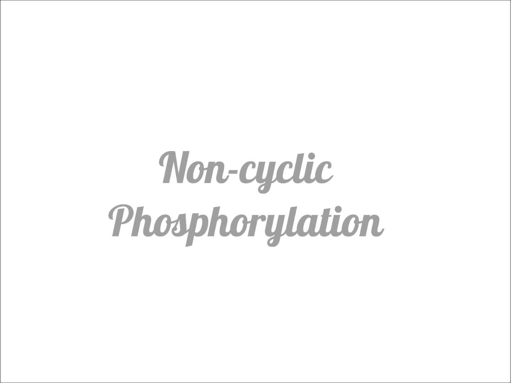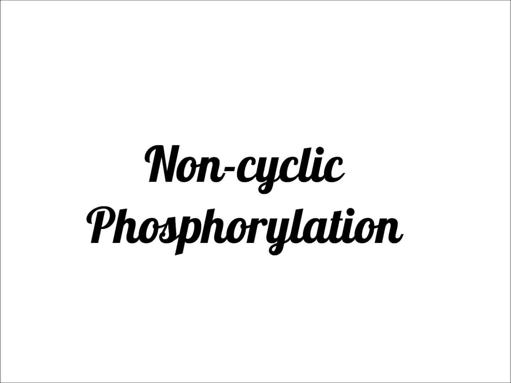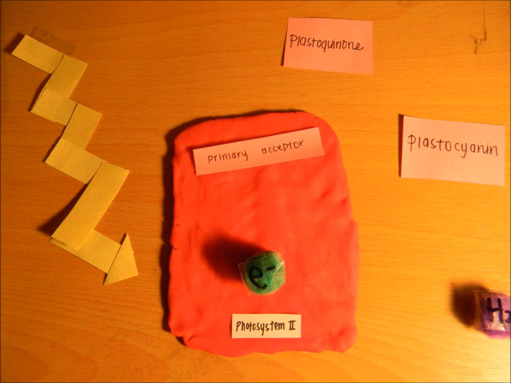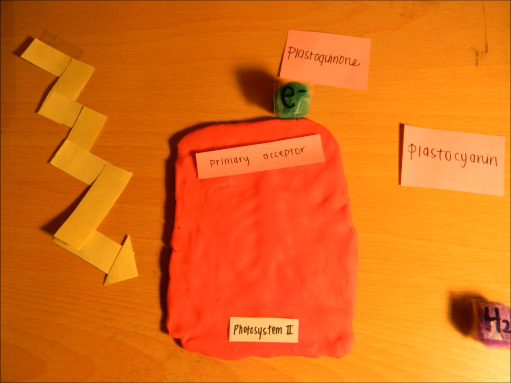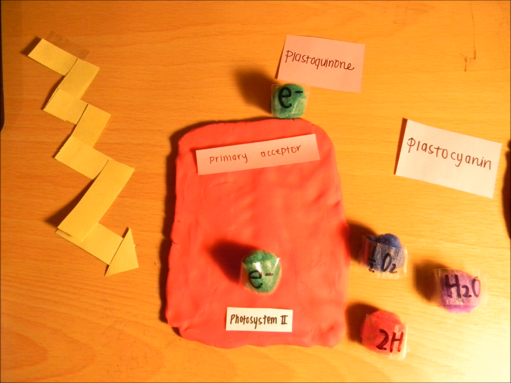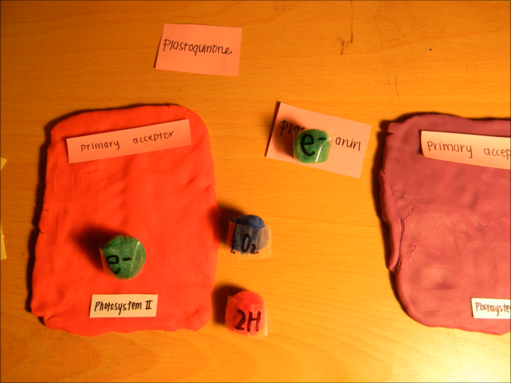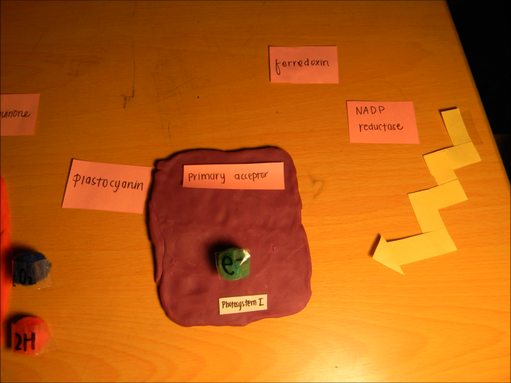The next process is called non-cyclic photophosphorylation. In this process, an electron is excited and reaches photosystem 2's primary acceptor. Since the electron in this process doesn't return to the reaction center, it is replaced by an electron that's released when water splits. When water is split, this process is known as photolysis. The electron in the primary acceptor then travels to plastoquinone, then to plastocyanin. The electron is then placed into photosystem 1's reaction center.